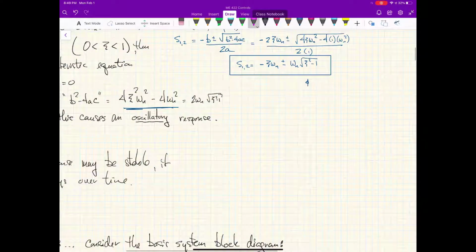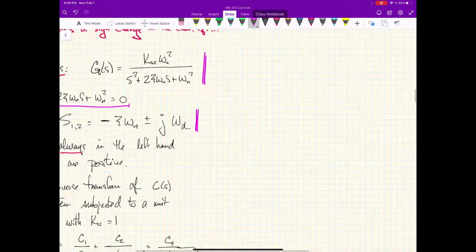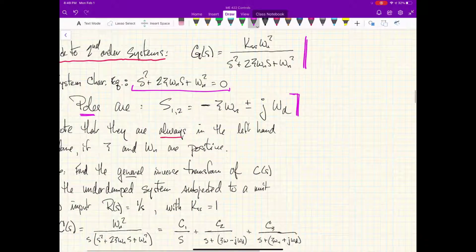Okay. We found that our poles were minus zeta omega n plus or minus omega n times the square root of zeta squared minus 1. And that couple right there, that group, is what we call the damped natural frequency. So damped natural frequency is equal to natural frequency times zeta squared minus 1 square root of. Okay? And so that's what we've got down there.